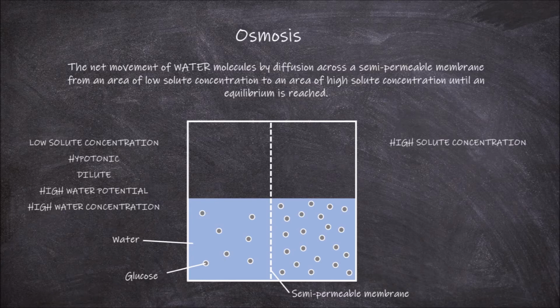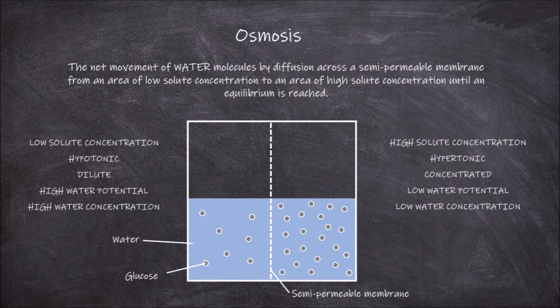The right side would be considered a hypertonic solution as it is concentrated with the solute glucose, as well as having a low water potential, as there are few driving forces for the water to move from this side of the membrane as it is already in low concentration in relation to the solute. In addition, this side could also be described as having a low water concentration as it is less dilute.